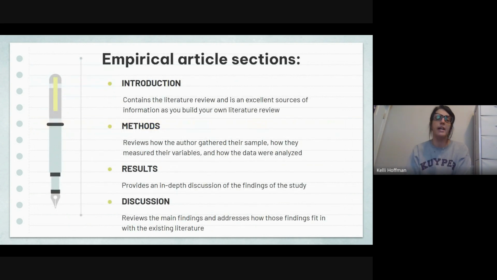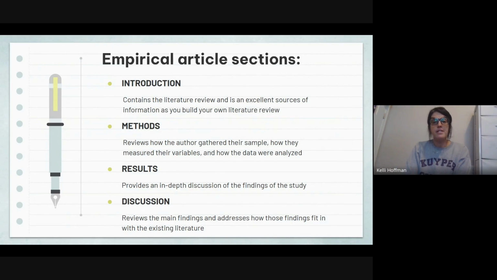What you'll see when you identify empirical articles is that they often start with an introduction. This will contain the literature review, and it's actually a really good place to look when you're starting to craft your literature review, because it's going to show themes they have already pulled, and you can build off of that.